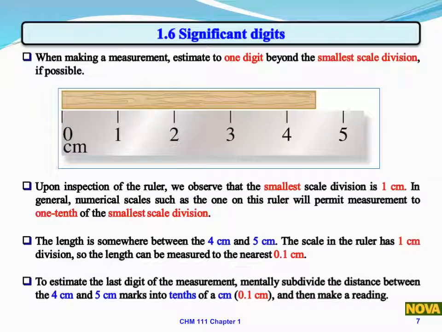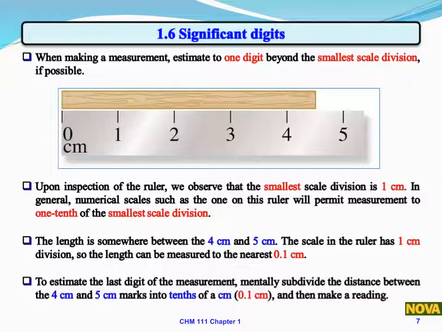Notice that the smallest scale division in the ruler is 1 centimeter. In general, numerical scales such as the one on this ruler will permit measurement to 1/10 of the smallest scale division. The length is somewhere between the 4 cm and 5 cm. The scale in the ruler has 1 cm divisions, so the length can be measured to the nearest 0.1 cm.